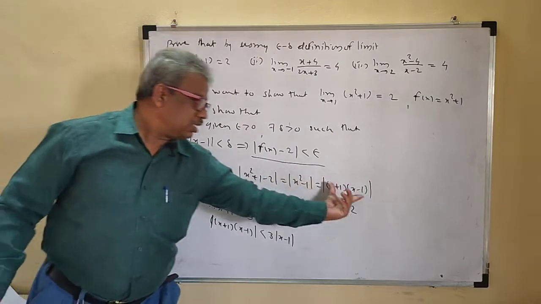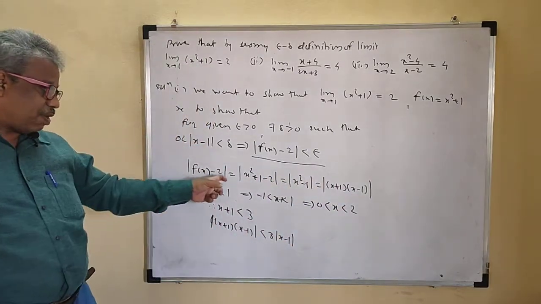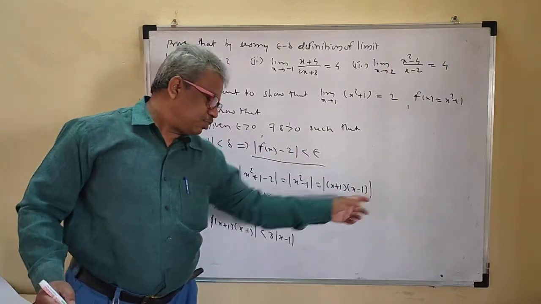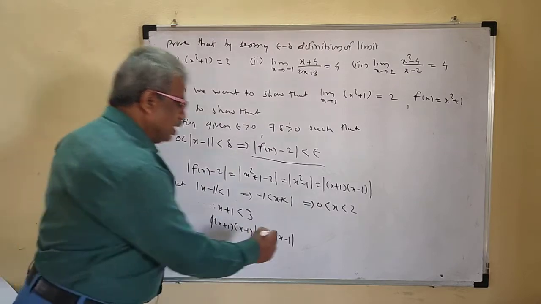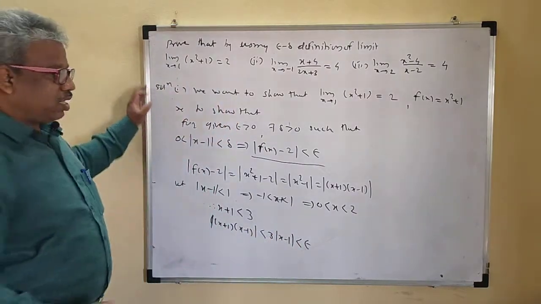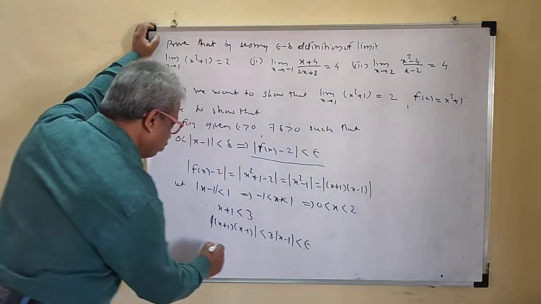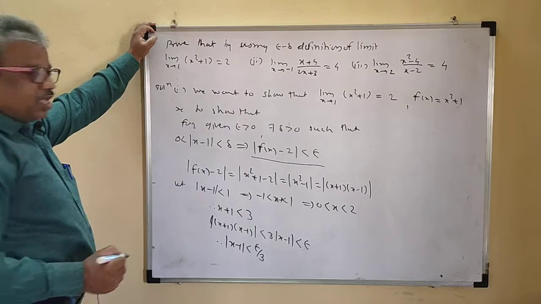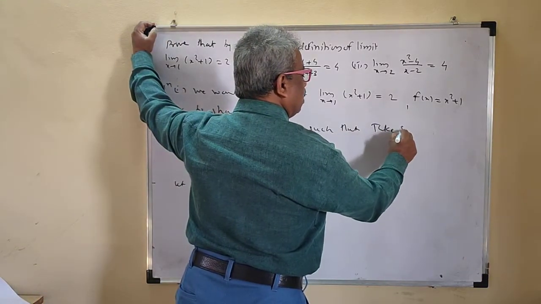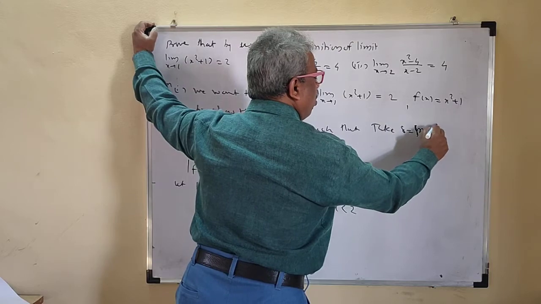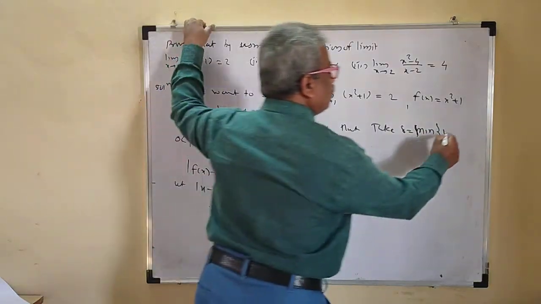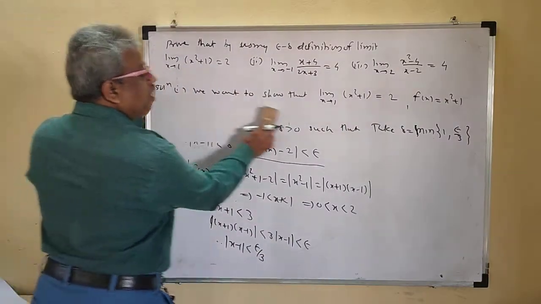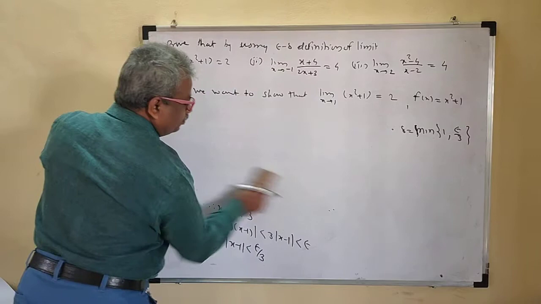Okay, now see, you got this term here now. But what is this? This is mod of f of x minus 2, which is less than epsilon. So therefore, you see, you got here now, mod of x minus 1 is less than epsilon by 3. Okay, so we'll take delta is equal to minimum of 1 and epsilon by 3. It will work. So we have proved that there exists delta greater than 0.